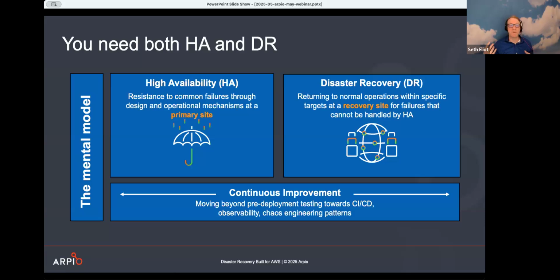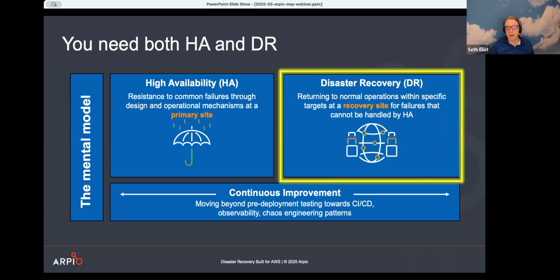When you think about four nines, five nines, that's high availability. Disaster recovery is another piece of the puzzle. Disaster recovery requires that you have high availability, but disaster recovery is about the bigger, less frequent types of events, and we'll talk about what those events look like, that could impact your workload. These are events of such scope and magnitude that they require you to recover in another location, in another AWS region. And disaster recovery is the focus of what we're going to be talking about today.